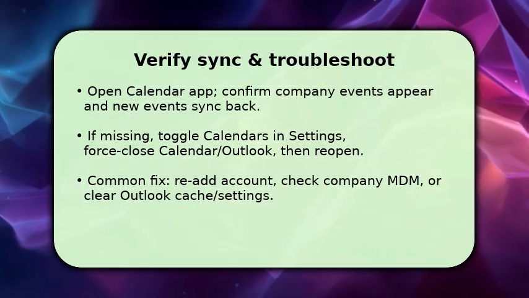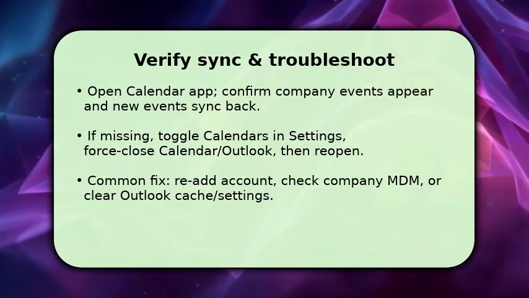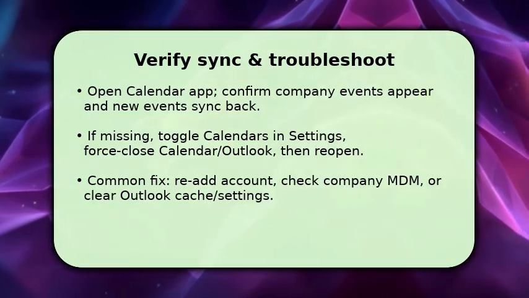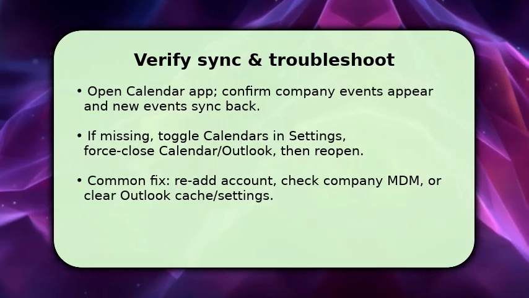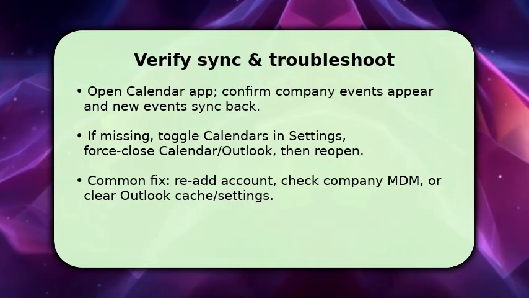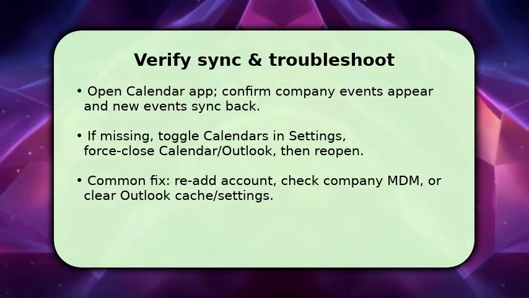If events are missing or delays occur, toggle the calendars setting off and on, force close the apps, and reopen them to refresh tokens. If that fails, remove and re-add the Exchange account, and check with IT for MDM or conditional access blocks. This single troubleshooting step resolves most issues.